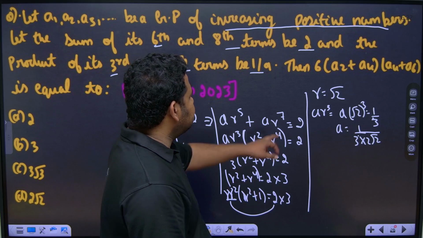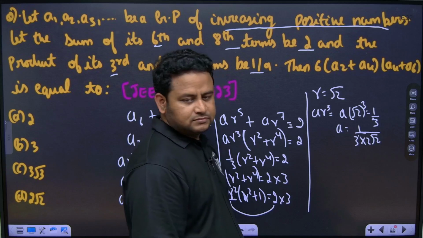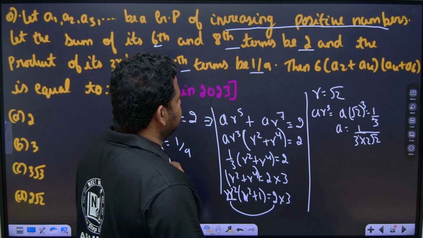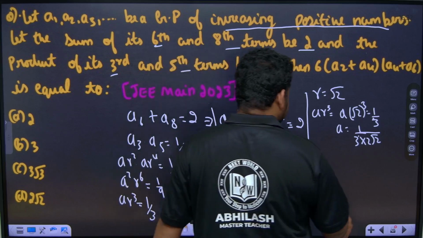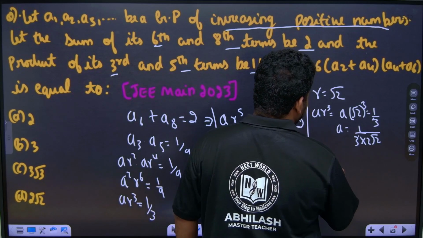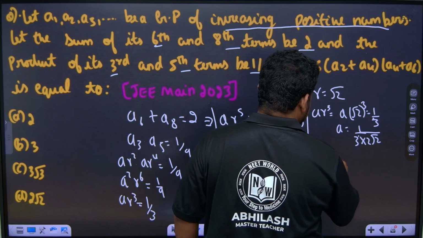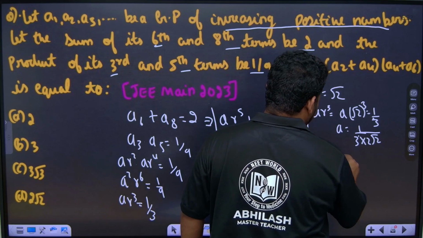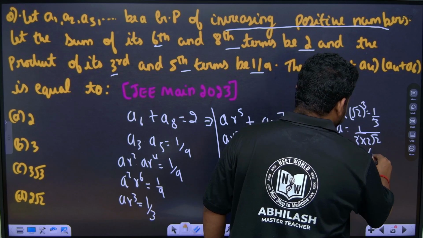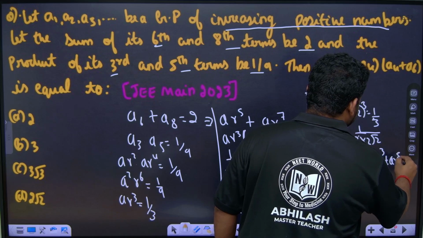Here they are asking 6 times a2 a4 into a4 plus a6. Now let us take another page. See, 6 times a2 can be written as what? a2 can be written as a into r, a4 as a into r cube, and a6 as a into r5.